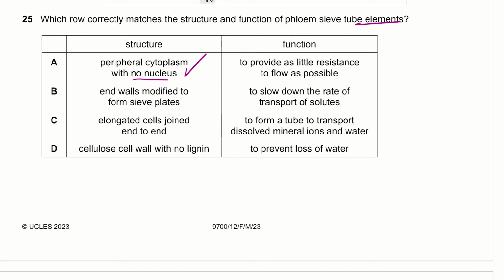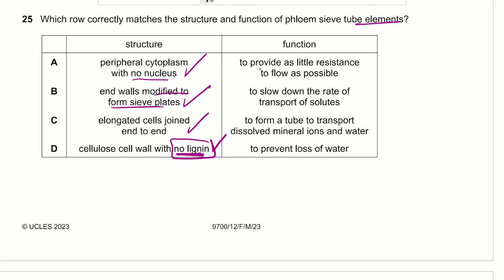B. End walls modified to form sieve plates. This is correct, contrasting the xylem which lacks sieve plates since it's a hollow tube. C. Elongated cells joined end to end. This is also correct because it does form a tube. D. Cellulose cell wall with no lignin. This is correct. Sieve tube elements actually lack any lignin, contrasting the xylem.